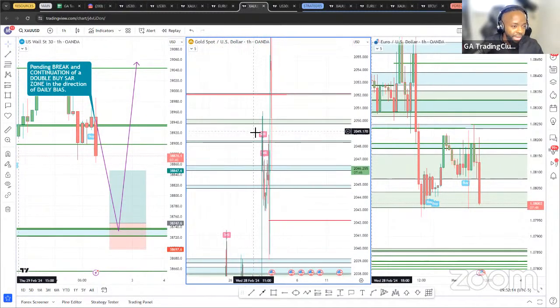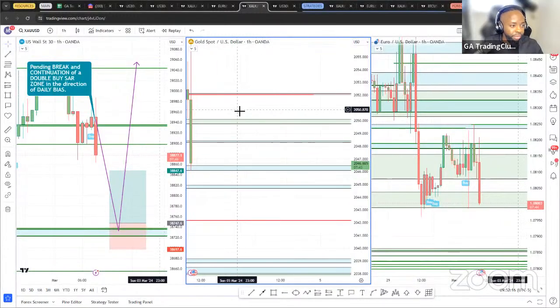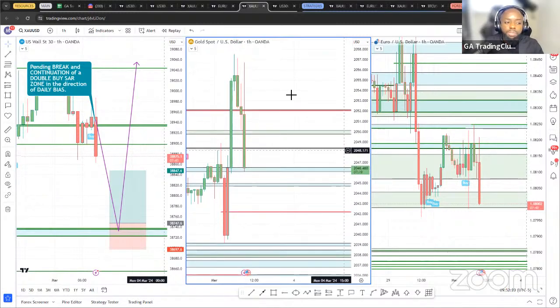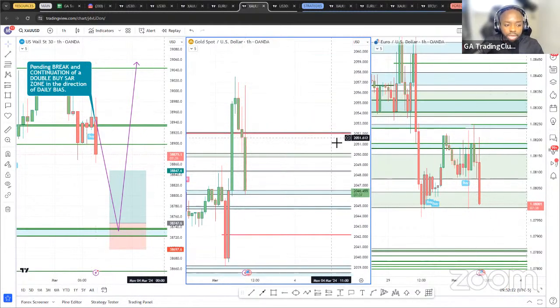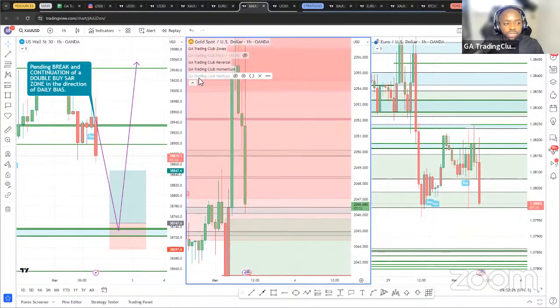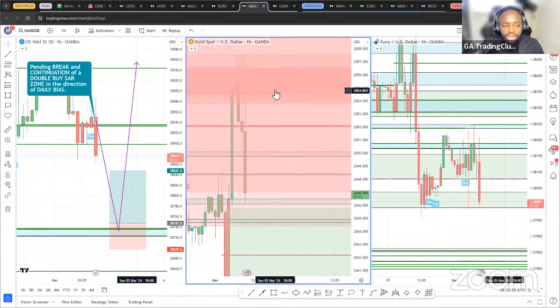But if we go back, this is the hourly time frame. Okay, so this is a nice one, right? This is break and continuation. So this is a perfect sell on gold. You have break and continuation, and then you turn on the zones indicator. Once you turn on the zones indicator, you can see where they got that demand from.